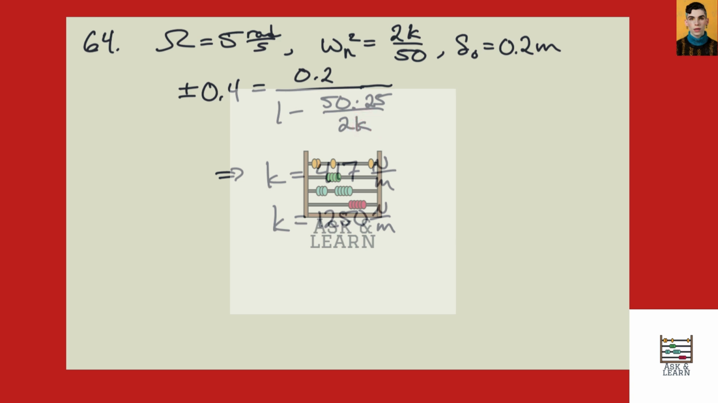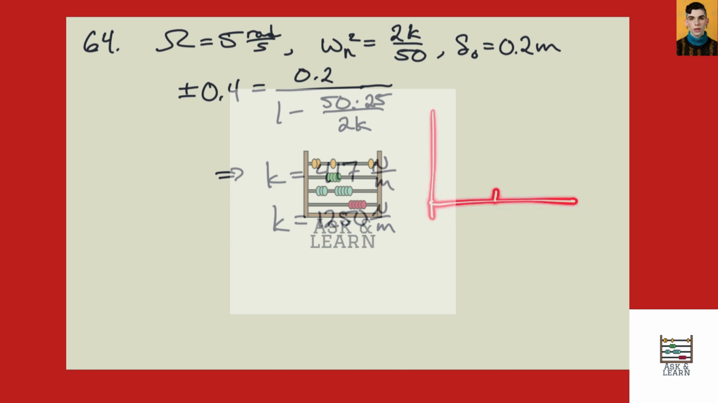Now, again, we can have either plus or minus, which would give us two spring constants. So this would be the plus, and this would be the negative case. We get 417 newtons per meter, and then we could also use the springs with the value of 1250 newtons per meter. And so what we're doing here is we're basically shifting the natural frequency around.